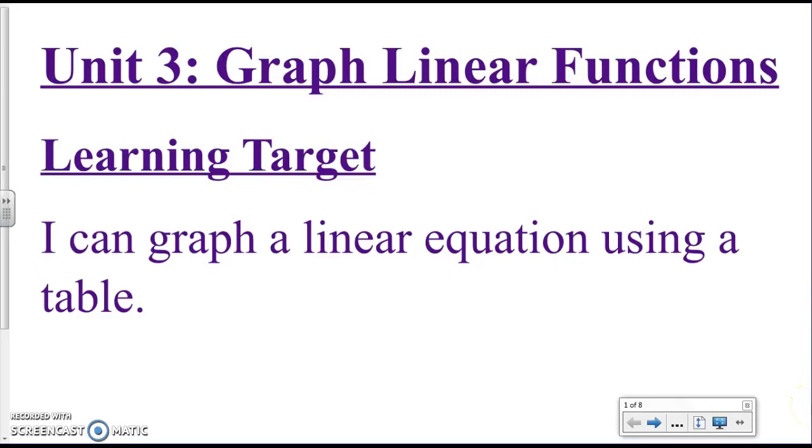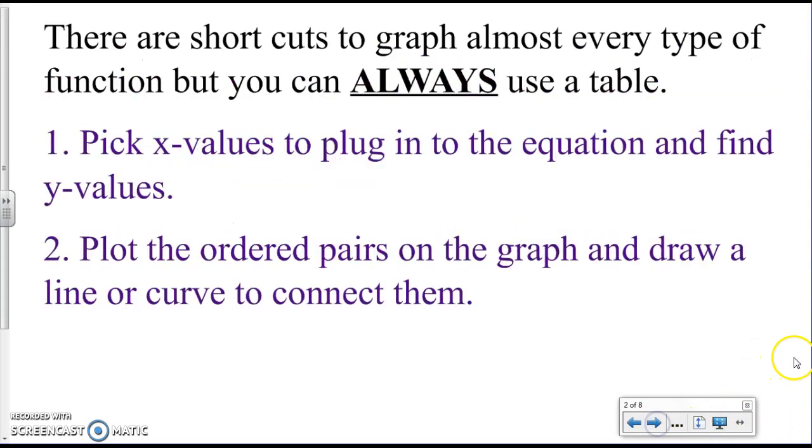Good morning. We're going to continue doing some review/intro to Unit 3A, which is graphing linear functions. And we're going to focus on graphing linear equations using a table today. The reason we're going to do this is because there are shortcuts to graph almost every type of function, but you can always use a table.